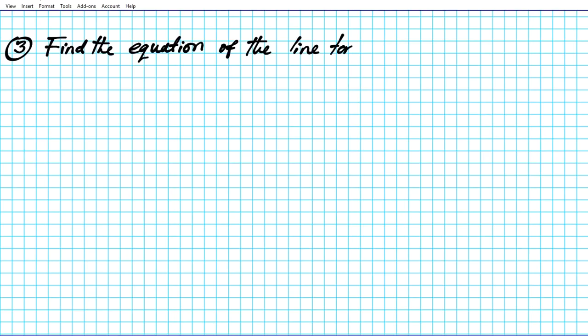Alright, let's take a look at question 3. The nice thing about question 3 is that it helps us to see how implicit differentiation can be used. It can be used to find the equation of tangent lines to curves that are not functions. Okay, so the instructions for number 3 are to find the equation of the line tangent to the given curve at the specified point.